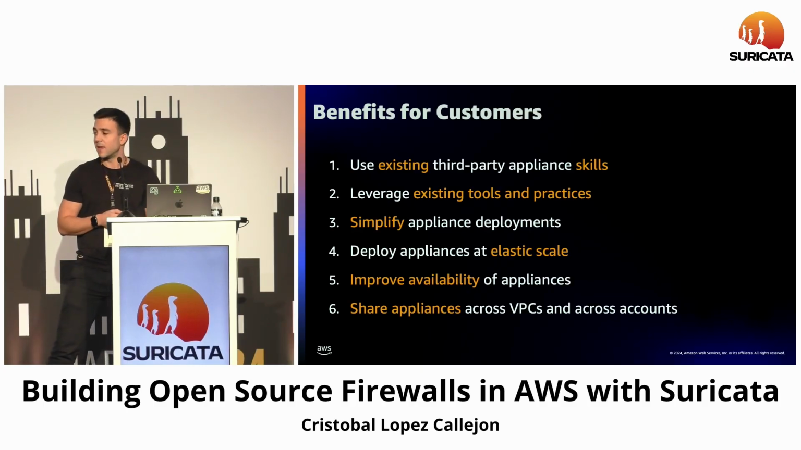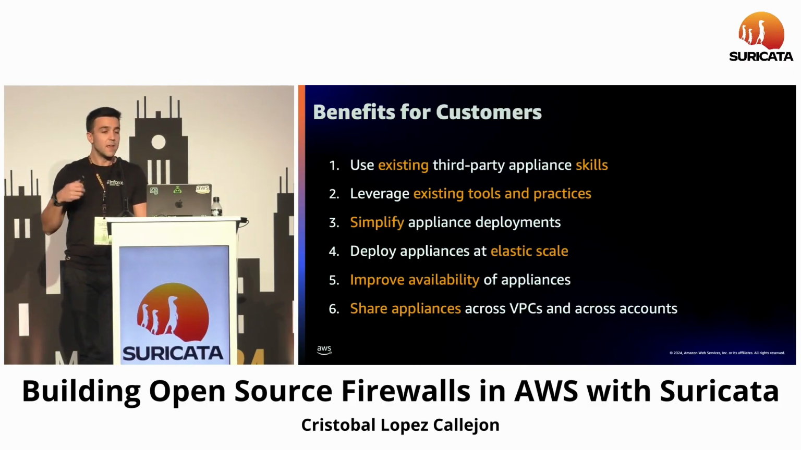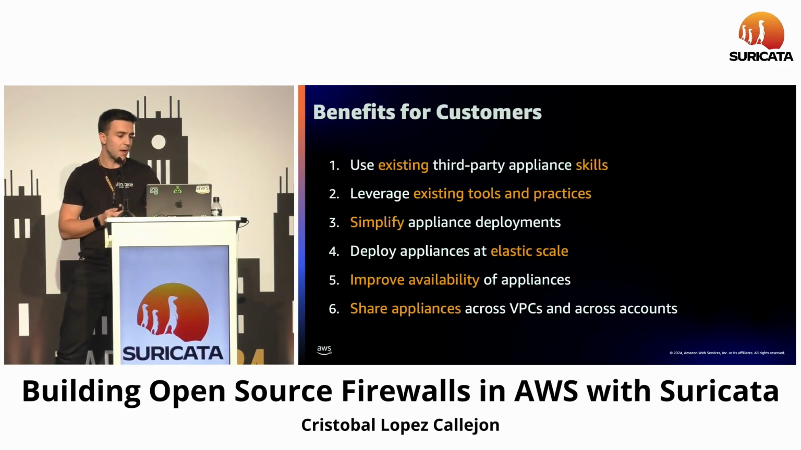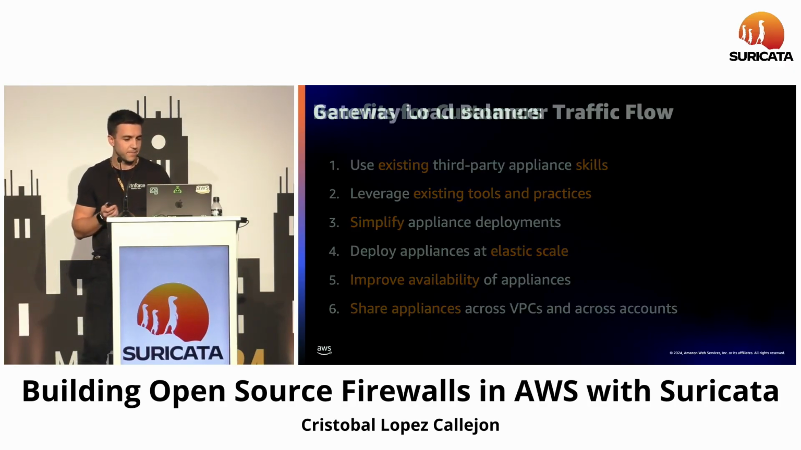We can deploy appliances at an elastic scale and improve the availability, as I was saying before. And not only that, but also if we move into a bigger organization environment in which we may have different virtual private clouds or different AWS accounts, we can also share the appliance across them, so it gives us a way of sharing the responsibility between the different teams that are accessing the different resources that they're in charge of.